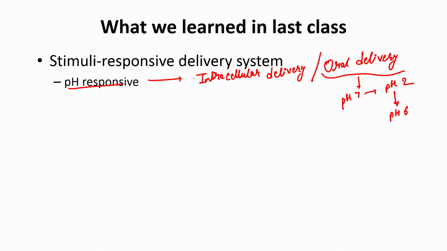And then similarly in intracellular delivery, we are again going from pH 7 to pH 5 and then further down as the cell continues to send the cargo towards the lysosome. So, maybe it goes down to even 3. We can use this change in pH to trigger a change in the material that we have been using, and that is how it becomes a pH responsive system.